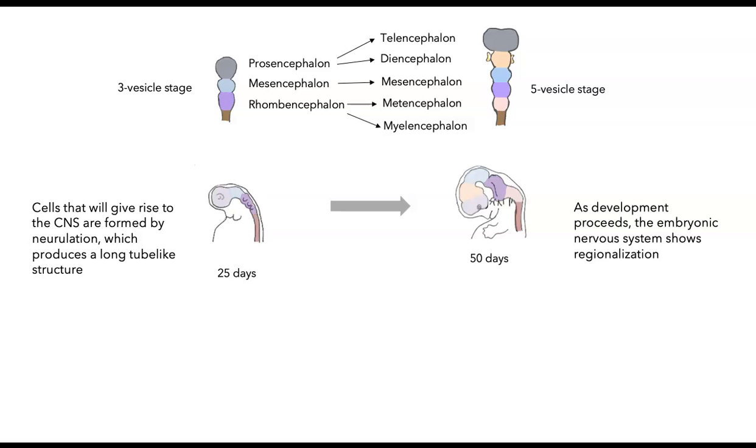Now you can imagine that this kind of growth would involve the addition of cells, and it does. At the very earliest stages, the neural tube consists of about 1,000 cells. By the three-vesicle stage, this has increased some, although it's still less than 10,000 cells, and by the end of the 7th week, we have something like 100,000 cells in the developing nervous system.